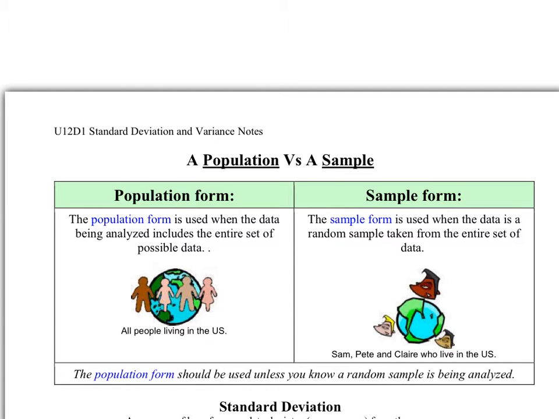Today we're going to be looking at the first day of the statistics unit. So before we dive into standard deviation and variance, let's refresh ourselves on population and sample. Take a moment and copy these notes down into your notebook now.